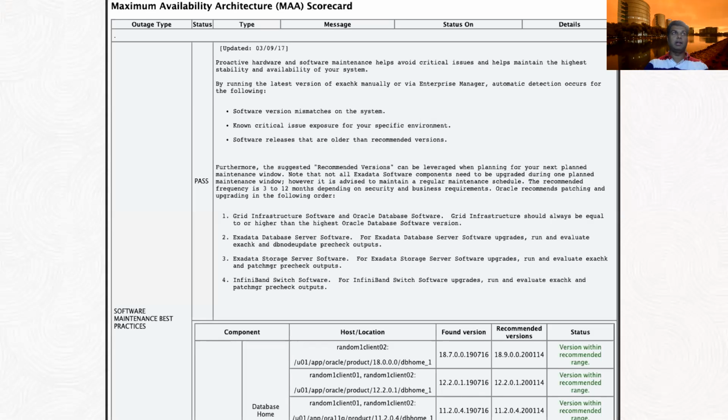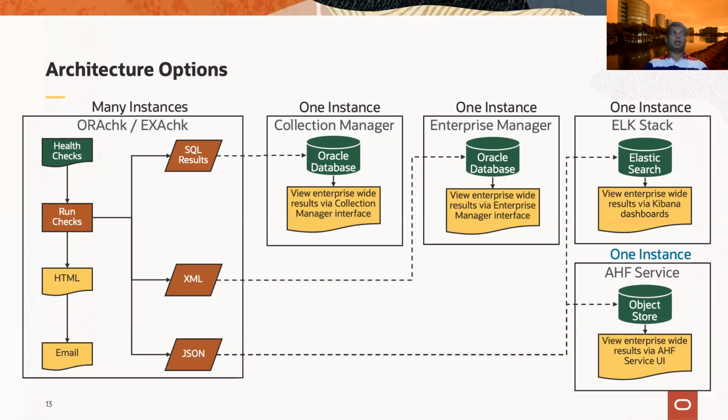How does the architecture of Exachk and Orachk work? It's actually very simple. It's a health check engine that runs here, and it can produce outputs in HTML, in XML, in JSON, or it even has the ability to transform the whole thing into a SQL schema that you can run your queries against. So the entire Exachk output can be converted into a schema where you can write your own reports. We'll talk about each of these things as we go through the presentation. But this is basically the architecture.